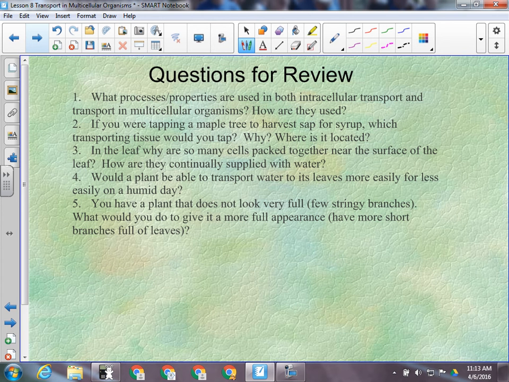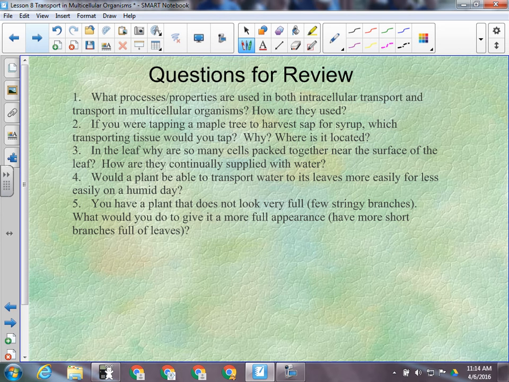If you were tapping a maple tree to harvest sap for syrup, which transporting tissue are you looking at? Phloem. That's where the sugary sap is. That's what you want. You don't want watery dirt water for your syrup. Where is it located? Near the outside of the plant, right?